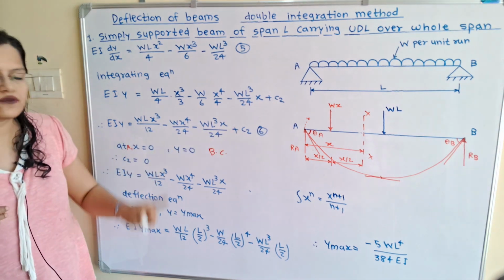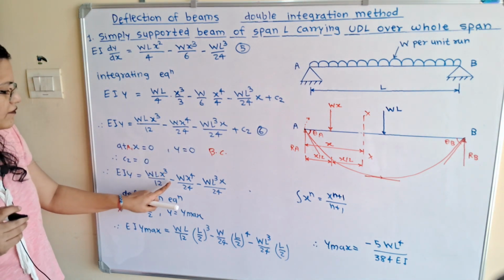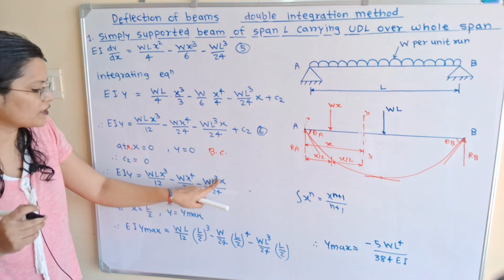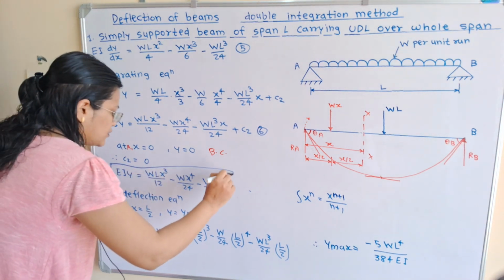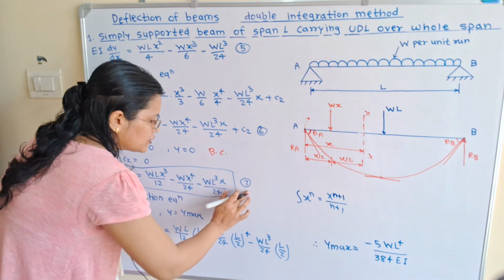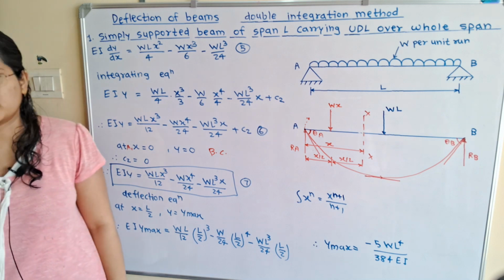So when we put C2 is equal to 0, then EIy is equal to WLx^3/12 minus Wx^4/24 minus WL^3x/24. Now this is known as the deflection equation. So I will make the bracket. We can use this equation to calculate the deflection, where y is the deflection.